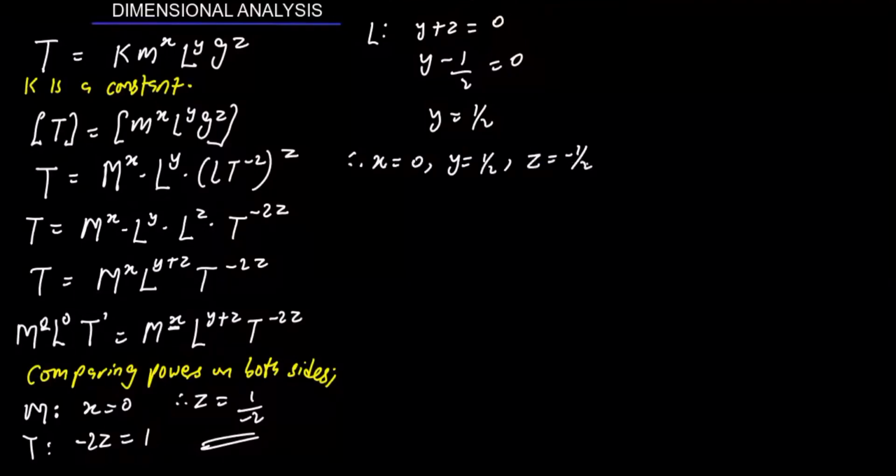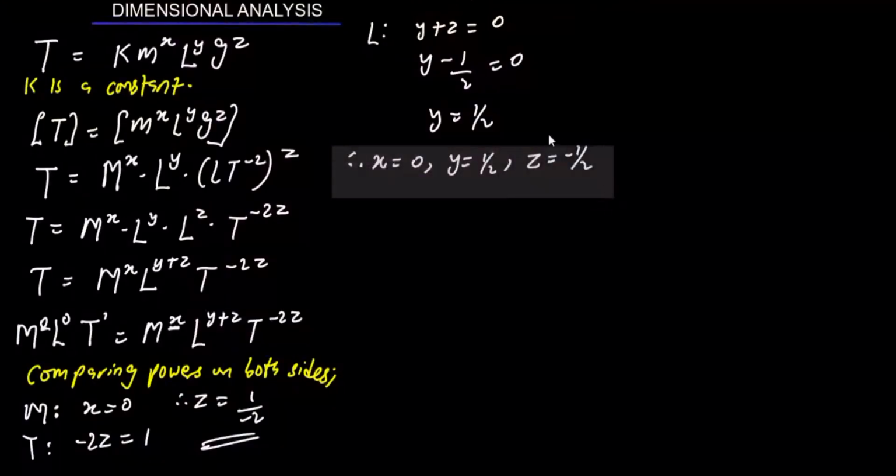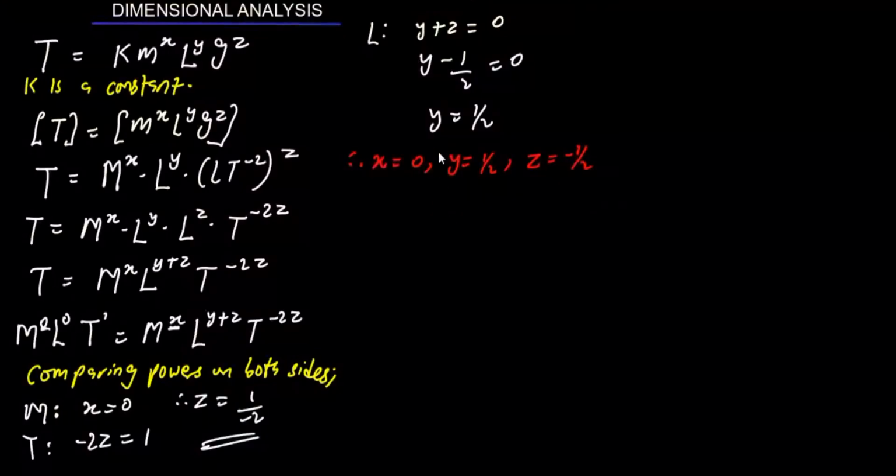Now, observe. All right, this is what I have. Now, observe something. We've gotten all this. So how can we now get the formula for the simple pendulum? Take it back to the equation. So recall the original equation where you have T equal K m to the power of x, which is now 0. Observe what you have here. X is now 0. Y is now half. G is now minus half.